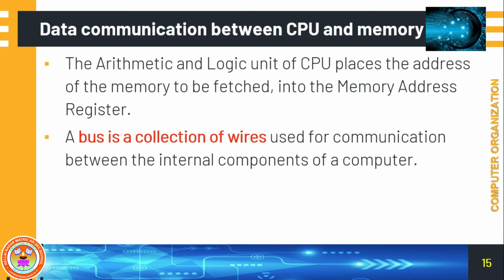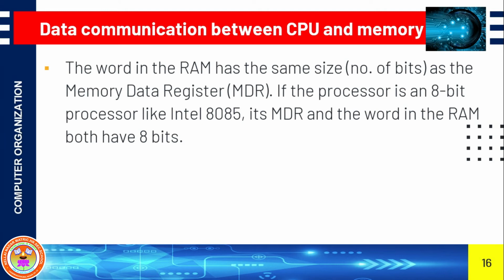Okay, right. So these are the important actions we do as per the instructions. The word and the RAM have the same size. Already we know the meaning of RAM, random access memory. It has a memory data register, so that it knows how the data should be processed and how much information should be executed as per the instructions. If the processor is an 8-bit processor like Intel 8085, its MDR and the word in the RAM both have 8 bits. So both the RAM and the MDR are very important to perform any type of data execution in the CPU. Memory data register and RAM both have the same size. Then only the data will be processed at an equal speed. That is very important.